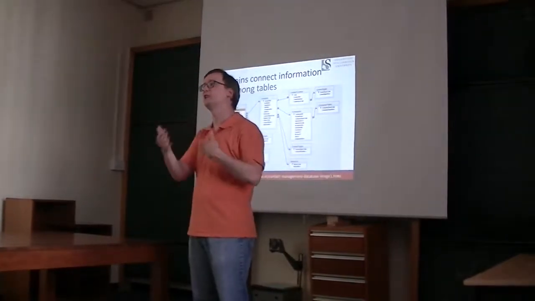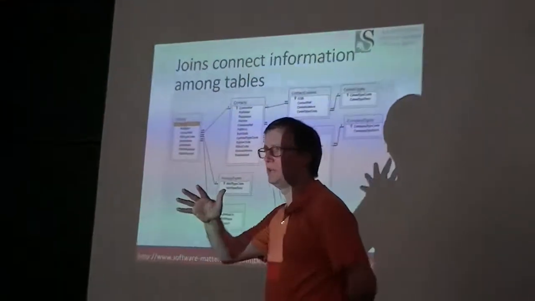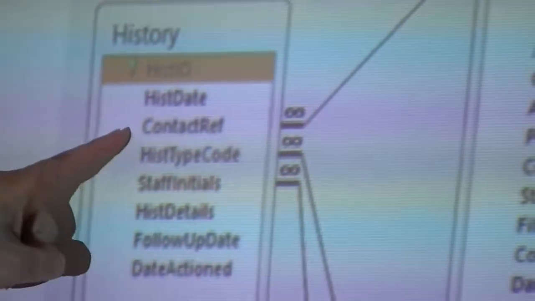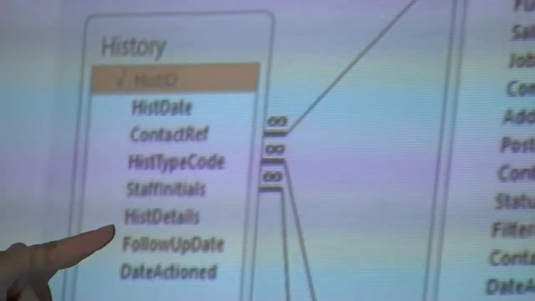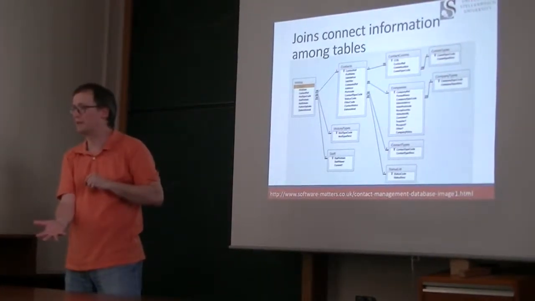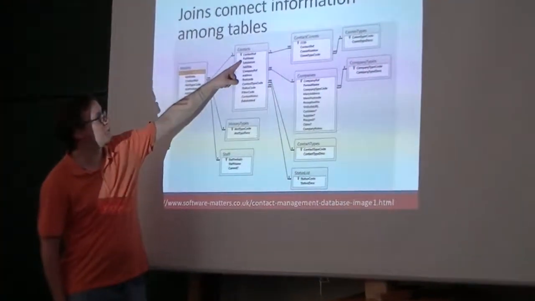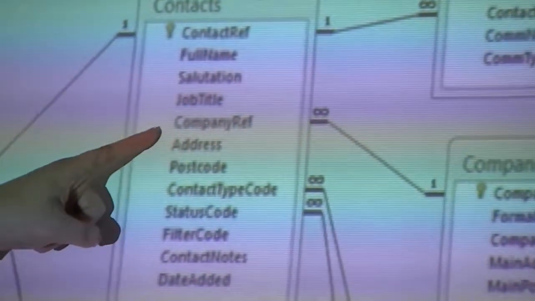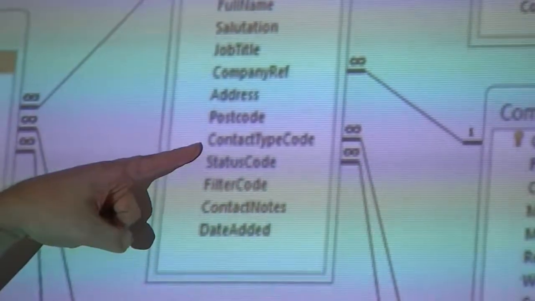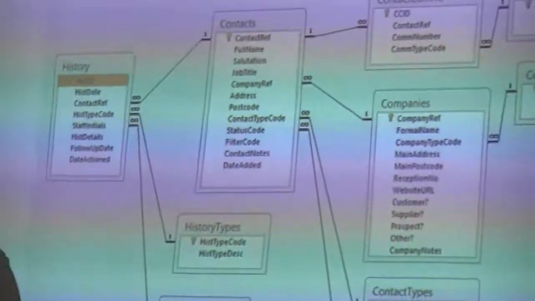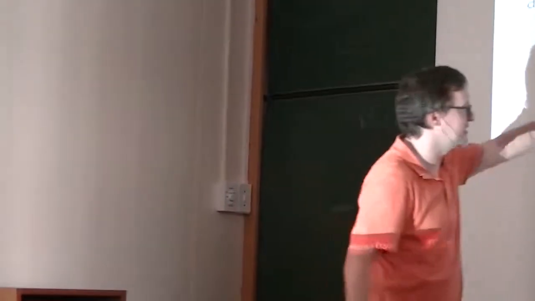So I'm actually going to give you an example of a SQL query in just a minute, but I wanted to show you an example of the kinds of relationships that we have among tables. This is small, I appreciate that. But here we have a history table, and each row of this table has a history ID, history date, contact reference, history type code, staff initials, history details, a follow-up date, and date actioned. Right? So those are the column headers for this table, and then there are rows of data that have been added that each have all of those fields populated. We have our contacts. This is probably a very easy table to understand. We have our contact reference ID. We have a full name, salutation, job title, company reference, address, postcode, contact type code, status code, filter code, contact notes, and date added. Right? So again, it's just a table where these are each the rows.